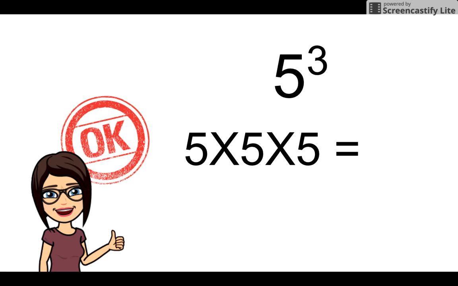5 times 5 is 25. That's like a quarter. And a quarter times 5 is 125. So 5 times 5 times 5 is 125. This isn't so bad. You're doing such a good job.